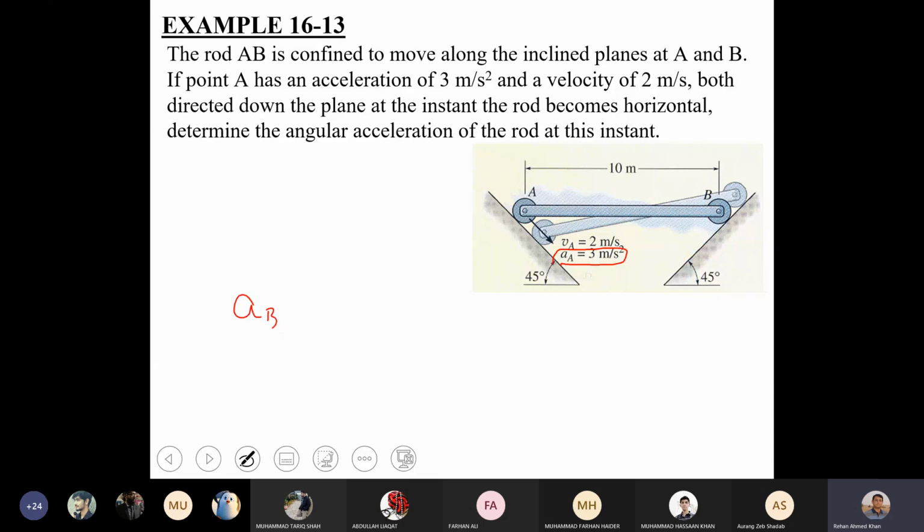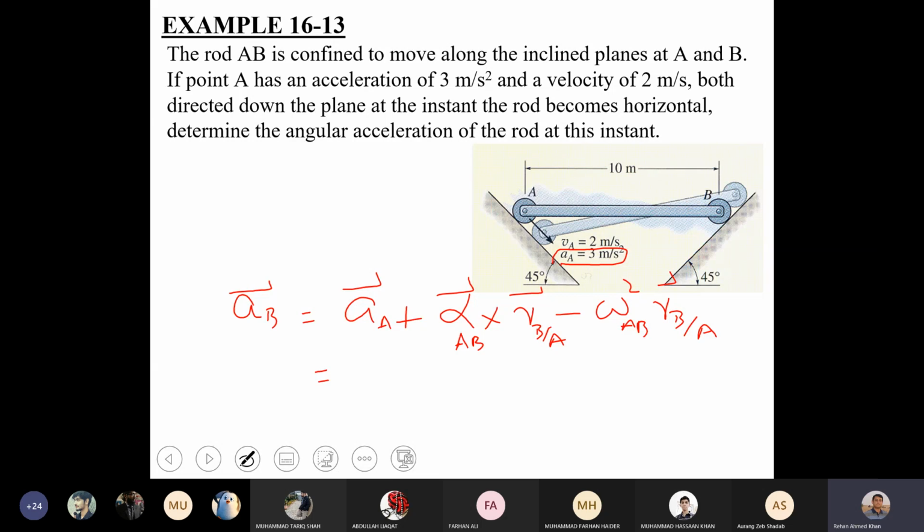point. So the equation would become acceleration of B equal to acceleration of A plus alpha cross R minus omega square R. Here alpha is going to be the angular acceleration of this link AB. R is going to be the relative position of B with respect to A, and omega is going to be the angular velocity of this link AB. So this is the relative acceleration equation being applied on link AB, which is in general plane motion, taking point A as our base point. Okay, we need to write all these things in terms of vectors. AA, can you identify AA vector? Yes, sir. Fourth quadrant, 3 cos 45.